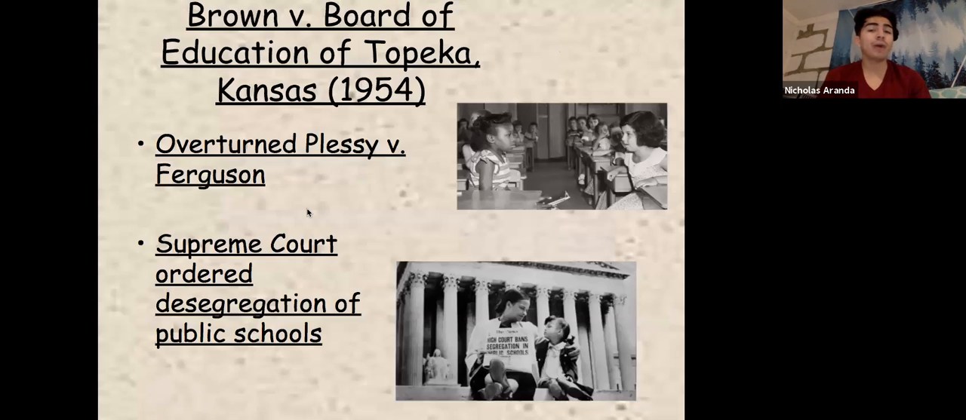And here we have Brown versus the Board of Education of Topeka, Kansas, which overturned Plessy versus Ferguson, and the Supreme Court finally in 1954 ordered the desegregation of public schools.